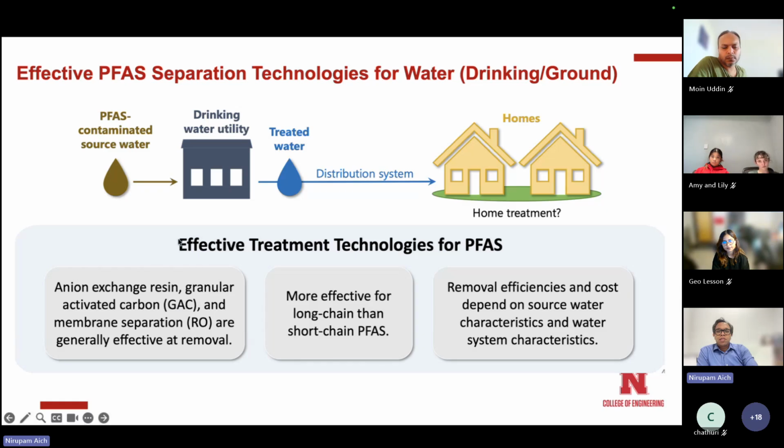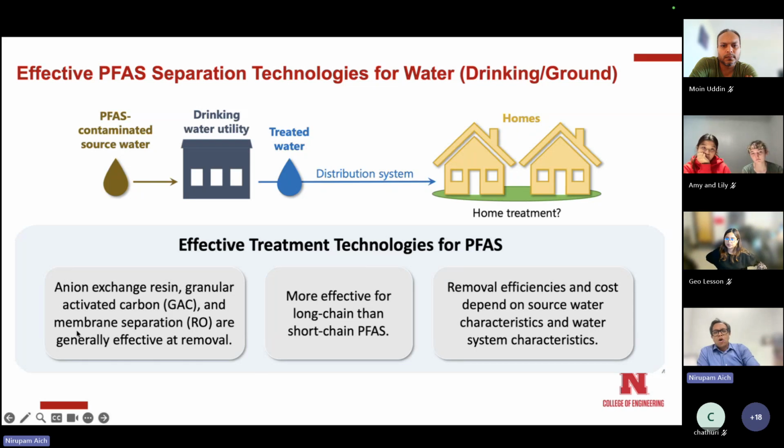This is another way to look at it. Typically, PFAS contaminated source water comes into a drinking water utility, and then we want to remove PFAS and treat the water to send to different homes. Right? You can also do some home treatment with a reverse osmosis membrane if you have it at home. Many Nebraska houses have reverse osmosis. People use reverse osmosis to take out salt from water, like hard water. We have hard water. So it's good to have reverse osmosis in the house if you can afford it, because it will take care of the PFAS also.